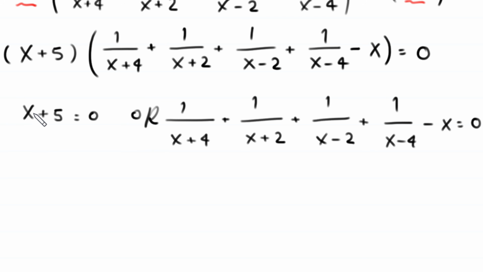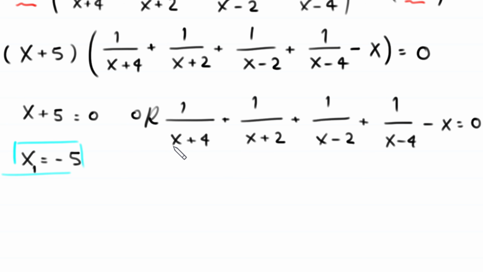From this equation, if we move this 5 to the right hand side, this will become x equal to negative 5. This is the first value of x. This is the first solution of this equation. To find other solutions, we solve this equation.